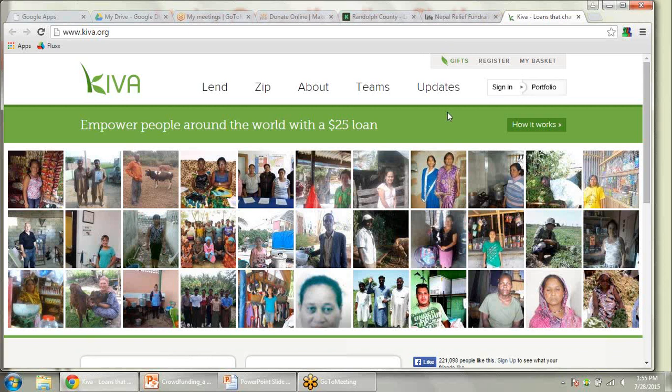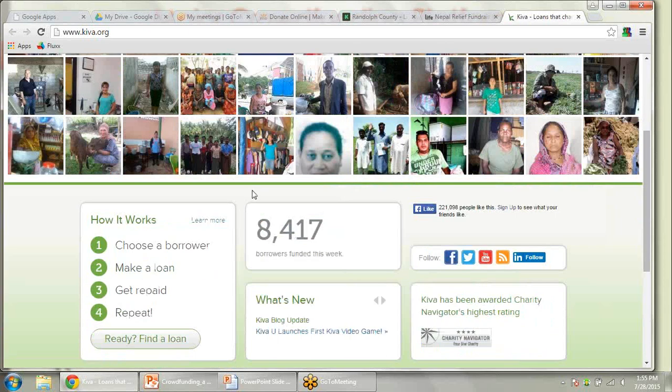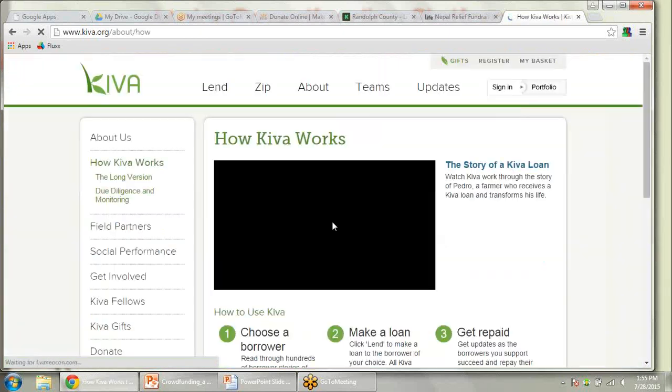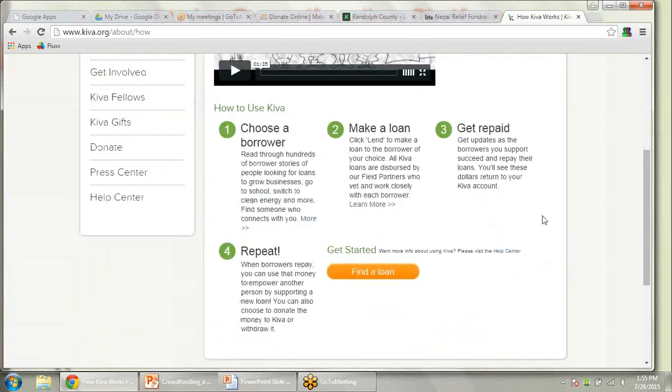Now, they have an option where you can donate that money back to another project or just donate it to Kiva. Kiva is one of the few platforms that is actually a nonprofit. Kiva itself is a nonprofit, but it's one that nonprofits are less likely to use.